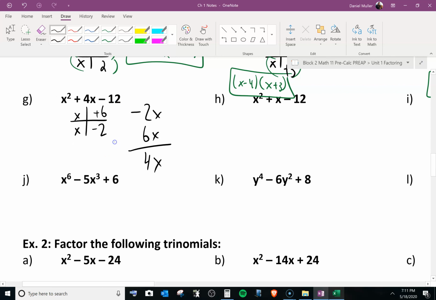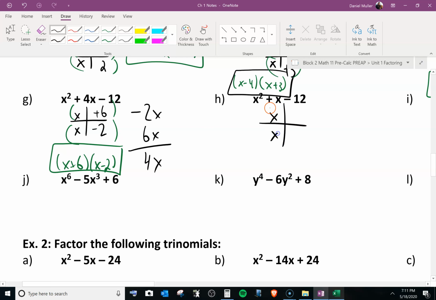And everything's preserved here. Like, the left side preserves to get x squared. Negative 2 times 6 still is negative 12. And my diagonals do multiply and then add to get positive 4. So I get x plus 6 and an x minus 2. That is now factored. So let's go on to the next one.